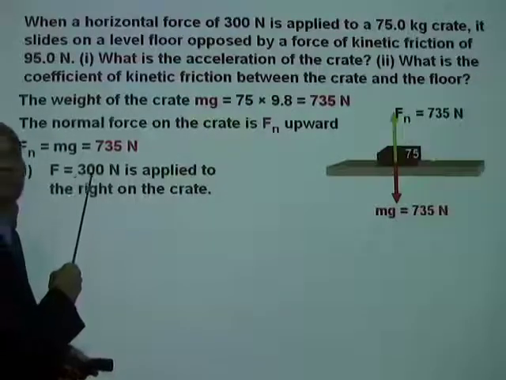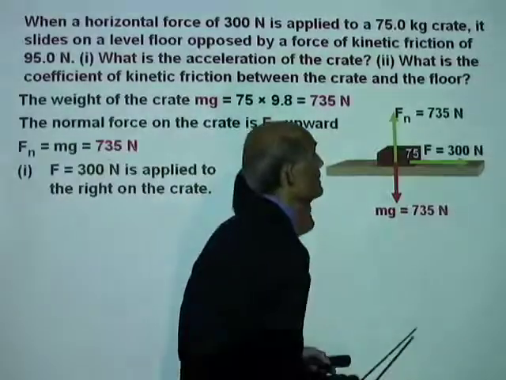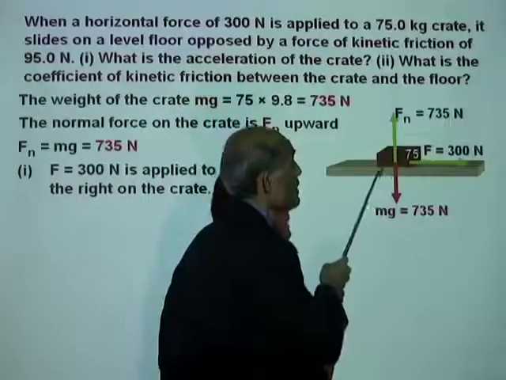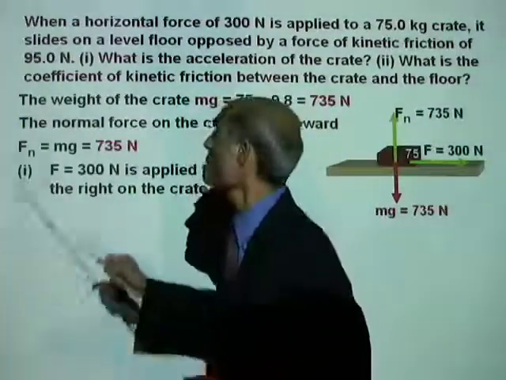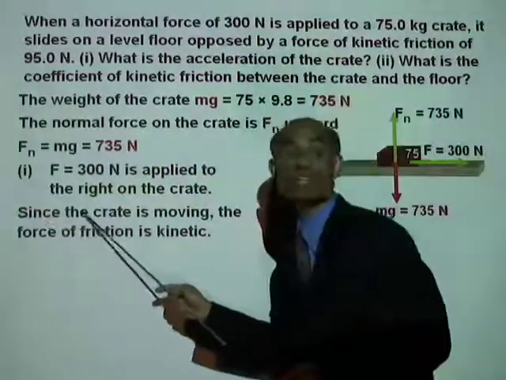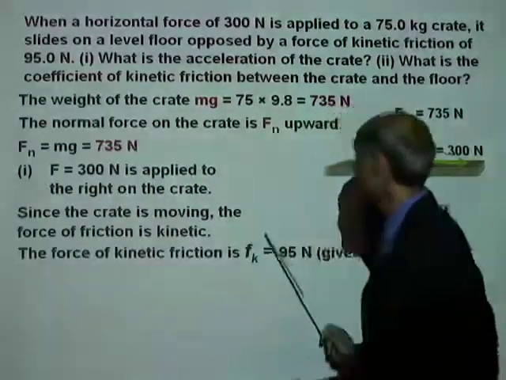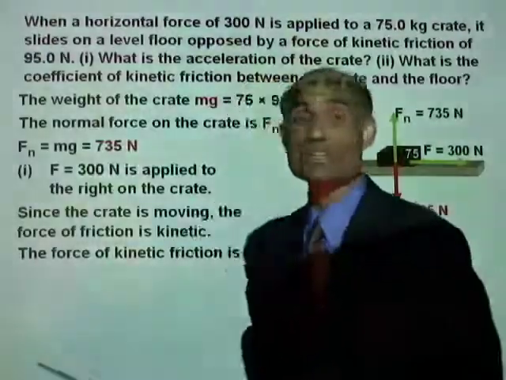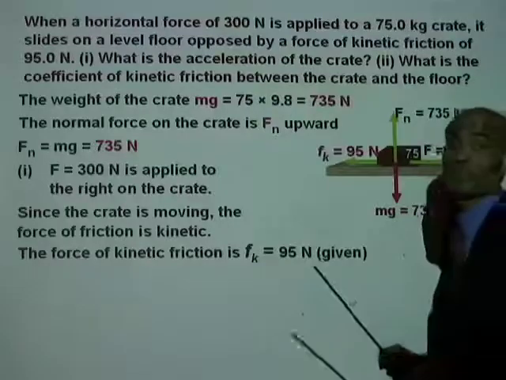A force F equal to 300 Newton is applied to the right. And now you have a frictional force between the crate and the floor. How much is the frictional force? That is 95 Newton. Since the crate is moving, the force of friction is kinetic, and it is given as 95 Newton, and that will be opposing motion.